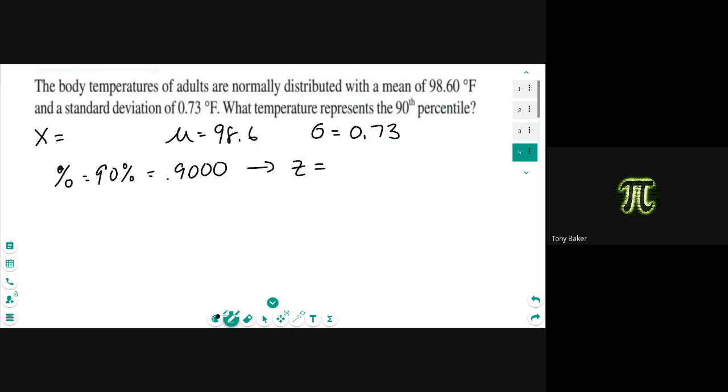So you did exactly what you normally would do. It's like, okay, I'm looking for the 90s. This is going to come up quite often. A lot of times the number that you're looking for will not be exactly there. So you want to find the closest one to it. In this case, we've either got the 0.8997 or the 0.9015. The 0.8997 is closer, so I'm going to take that one instead. So it's going to be 1.28. So that's my z.